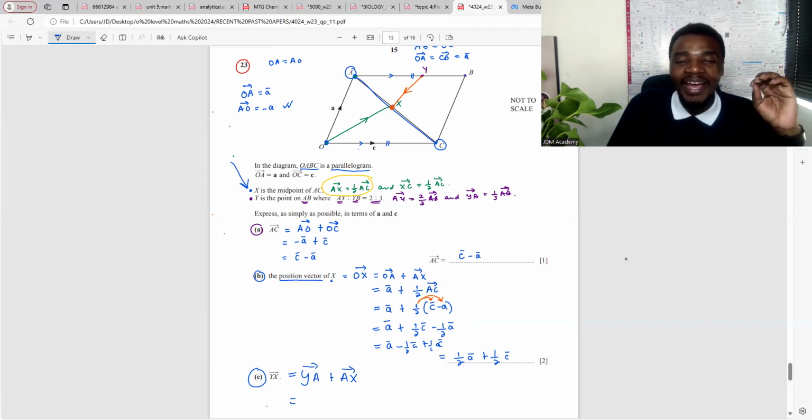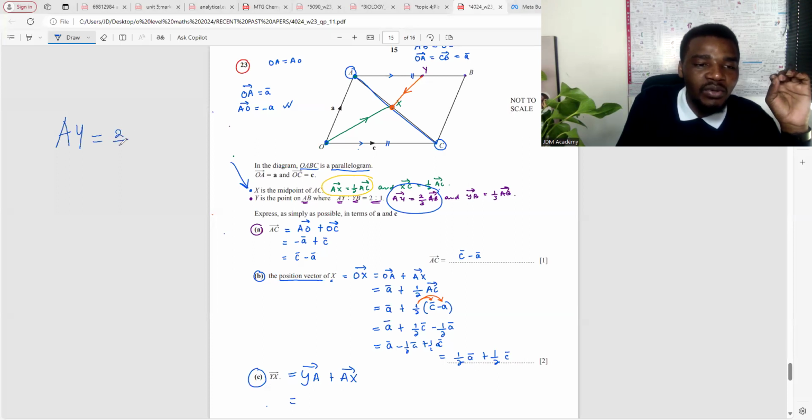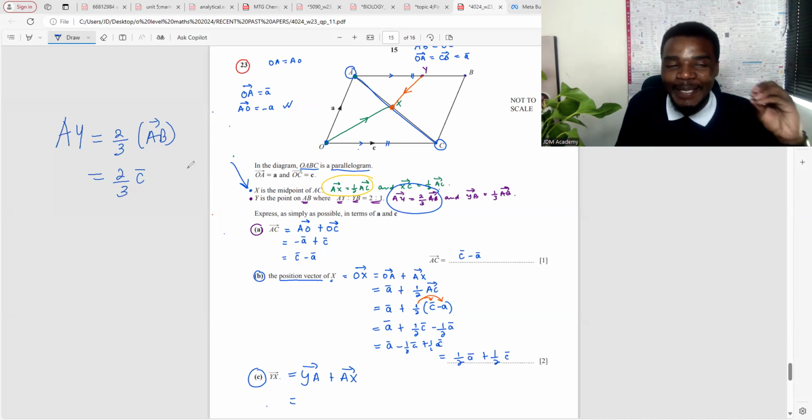But remember, I interpreted the vector ya before, right? But I interpreted in form of vector ay. So what is vector ay? Let's take a closer look at vector ay. We said it is basically equal to 2 over 3 of vector ab. Right? And what is vector ab? Remember, we said the vector ab is the same as vector OC. So vector ab is also vector c. So vector ay is 2/3 of vector c.